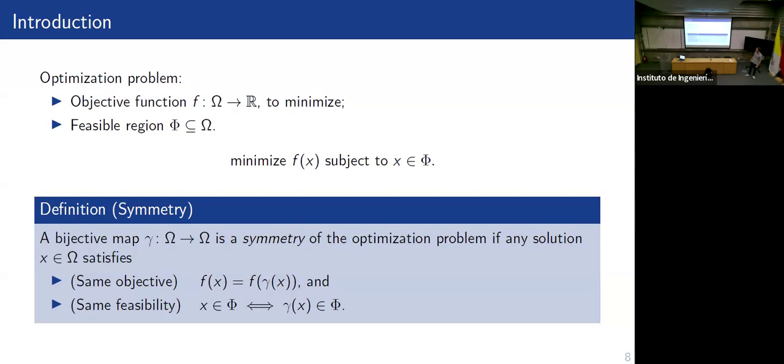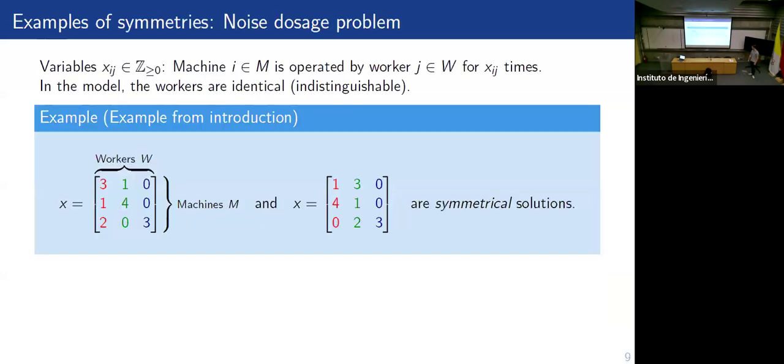And this definition of symmetry actually shows that if we consider all the symmetries of a problem, this defines a group. So the set of all symmetries of an optimization problem is a group. The identity is contained. Also, the inverse works because it's a bijective map, and compositions of symmetries also work.